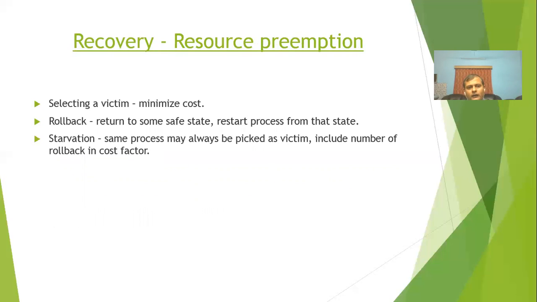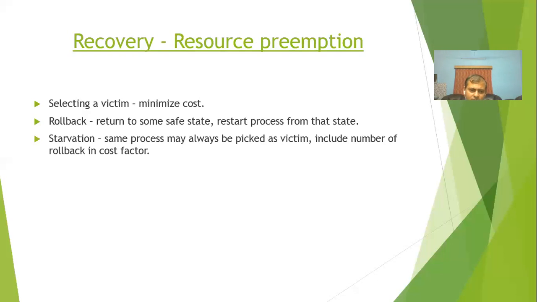Another case can be resource preemption. That means from a particular process you are forcibly taking away its resources. That means that process cannot continue with its execution, and you are forcefully reclaiming some resources to be allocated to other blocked processes. So here, selecting a victim needs to be taken care of. We have to select a victim in such a manner that it results in a minimal amount of cost. Or the second option can be rollback.